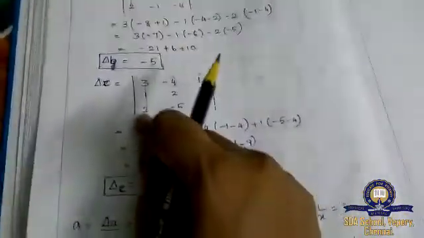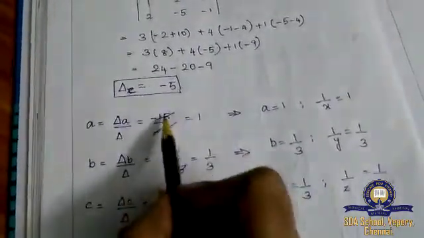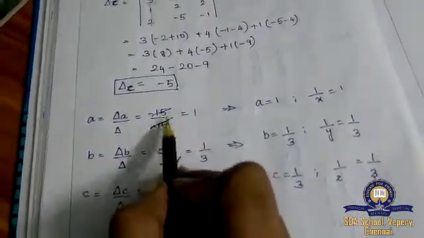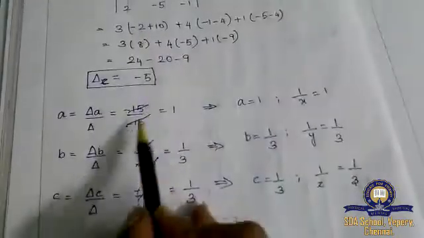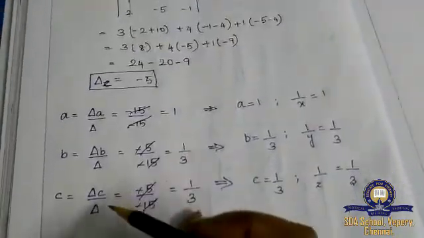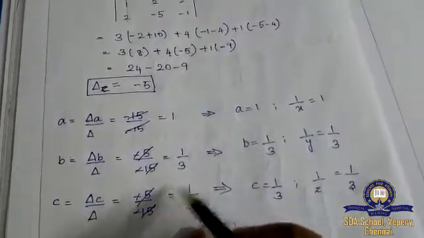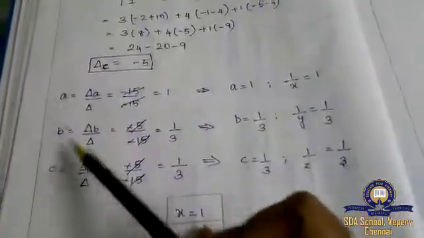So at last I found the value of delta A and delta B and delta C. So what is the A value then? A equal to delta A divided by delta, that is minus 15 divided by minus 15, which gives me 1, and B equal to delta B divided by delta, that is my answer 1 by 3, and C equal to delta C divided by delta, your answer will be minus 5 divided by minus 15, which gives you 1 by 3 again. But see here, I found out the value of ABC.